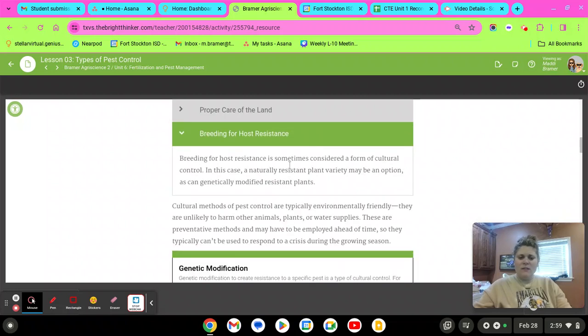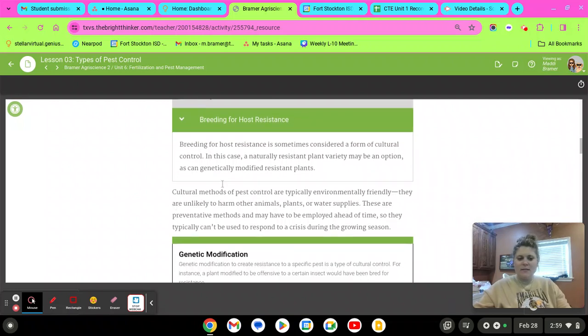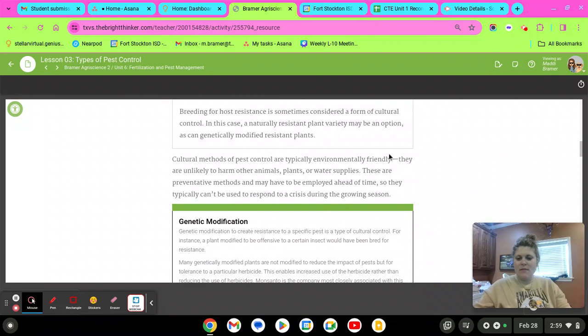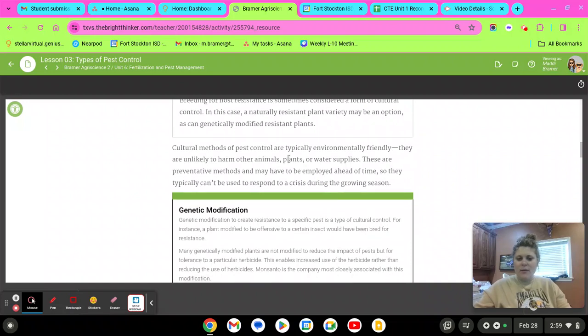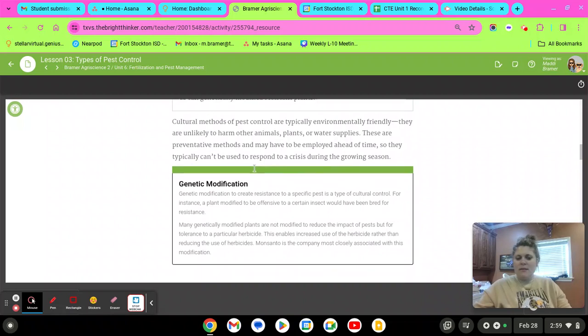Breeding for host resistance is sometimes considered a form of culture control. That means a naturally resistant plant variety could be an option. These are some of the genetically modified plants that they may put in, and these are plants that are designed to withstand these pests. So they're typically environmentally friendly, and they don't really harm other animals, plants, or water supplies. So they're a great method to use.